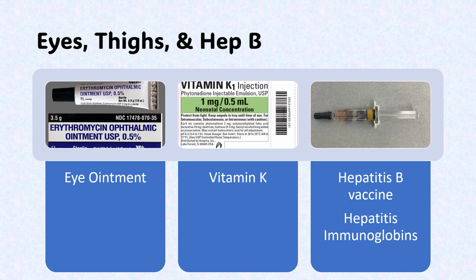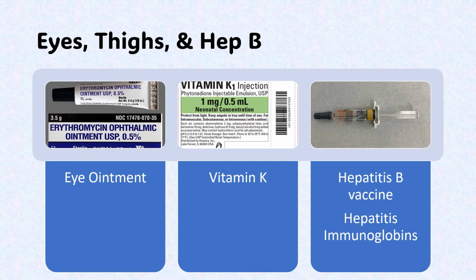After the infant has successfully transitioned, it should be evaluated for any major deformities. The infant should be given an antimicrobial ointment in the eyes within 1 hour of birth, to prevent gonococcal ophthalmia. The ointment is usually 0.5% erythromycin.